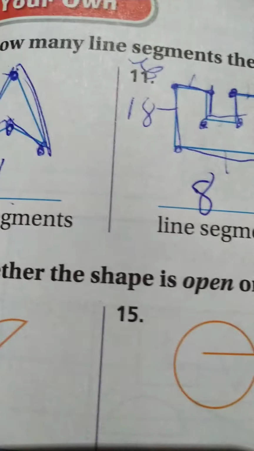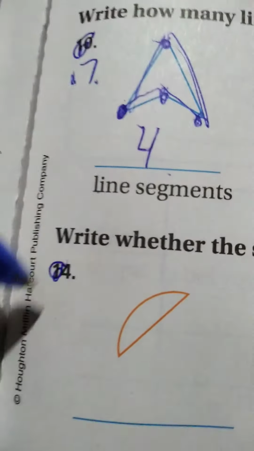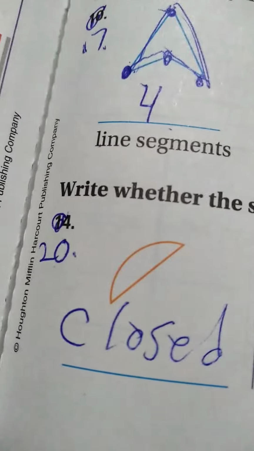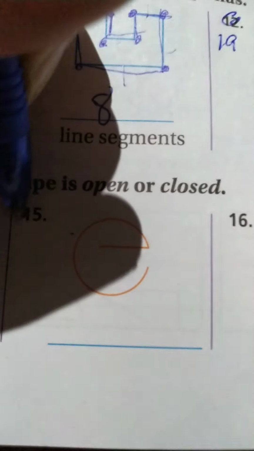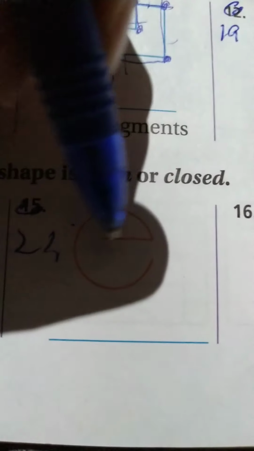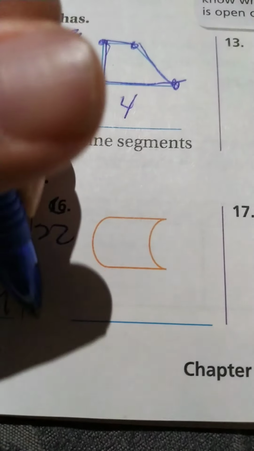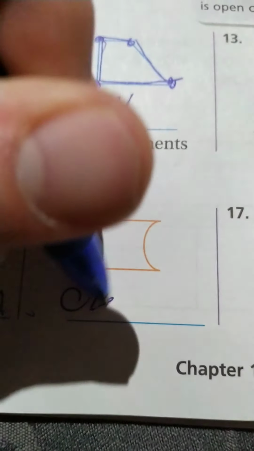Write whether the shape is open or closed. All right, so this is 20. Open or closed? It's closed, right? Can't get in anywhere. 21, what's this? Open or closed? That's open. Obviously, there's an open gap, space right there. That's open. This will be 22 in your notebook. Open or closed. That's closed.